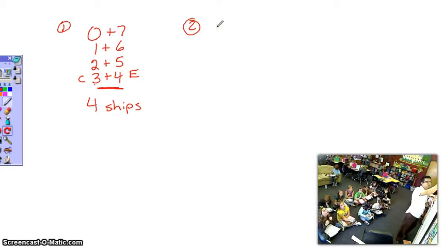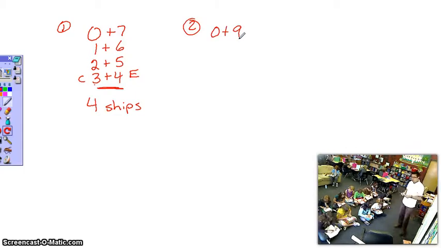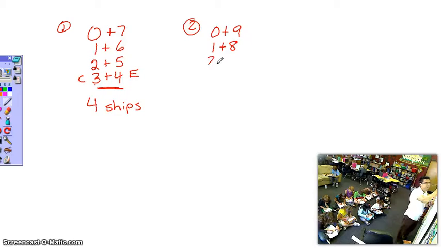Start off with 0, what? Plus 9. 0 plus 9. Everybody write that on your paper. 0 plus 9, you have to write small. Okay, what's the next combination? 1 plus 8. Good, write that one down. Next one? 2 plus 7. Good, next one? 3 plus 6. 3 and 6 makes 9. Next one? 4 plus 5.